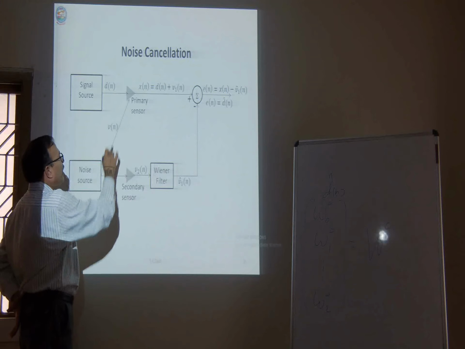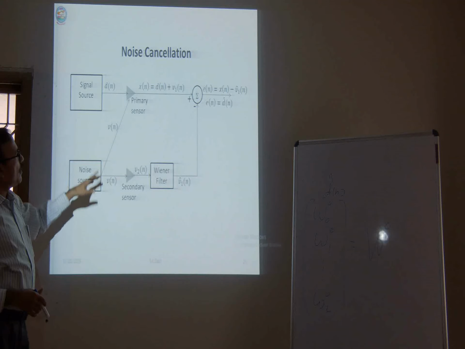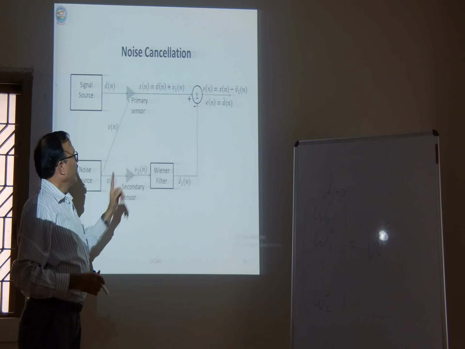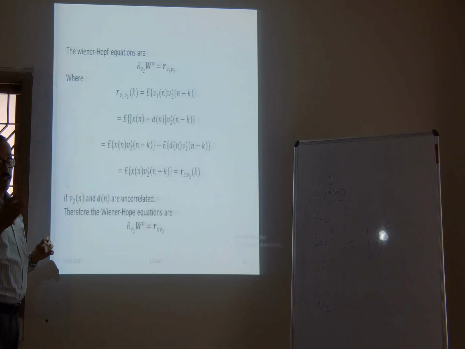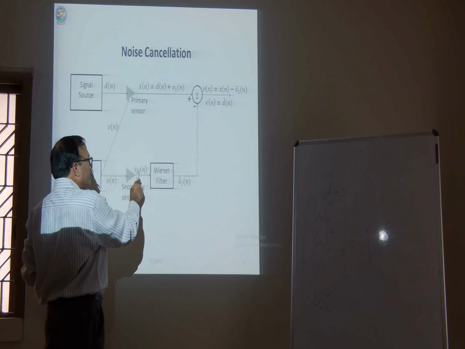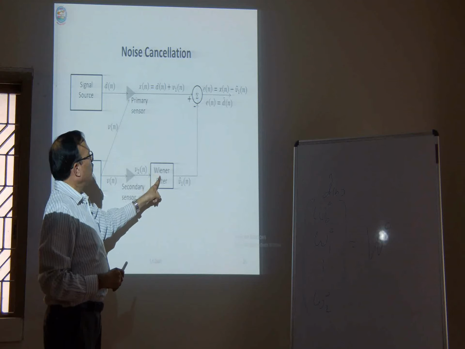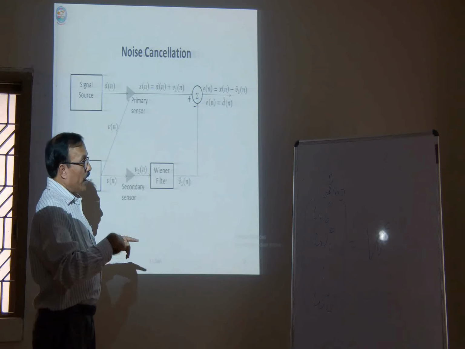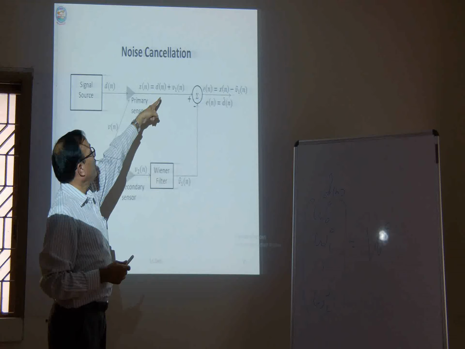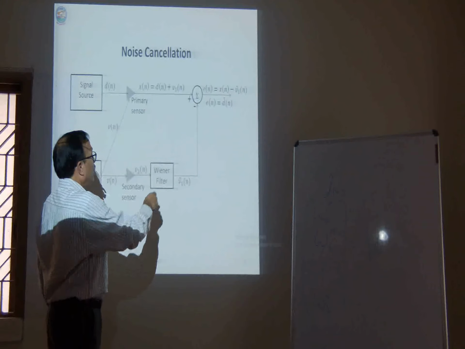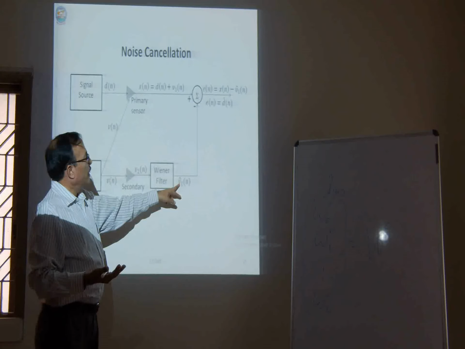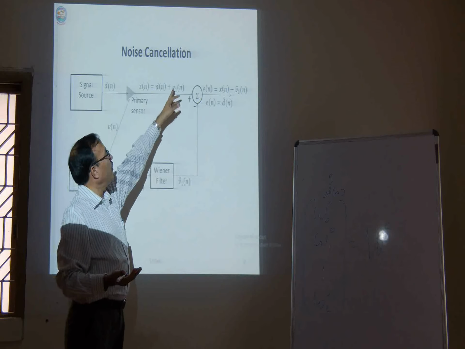Though v(n) is the input to both the primary sensor and the secondary sensor, the output due to v(n) here is v1(n), and the output due to the secondary is v2(n), because the distance is different. This v2(n), the second noise, is the input to the Wiener filter. We have to adjust the weights in such a manner that the output is an estimated value of v1(n), so that at the optimum point the difference between v1 hat n and v1(n) is very small.